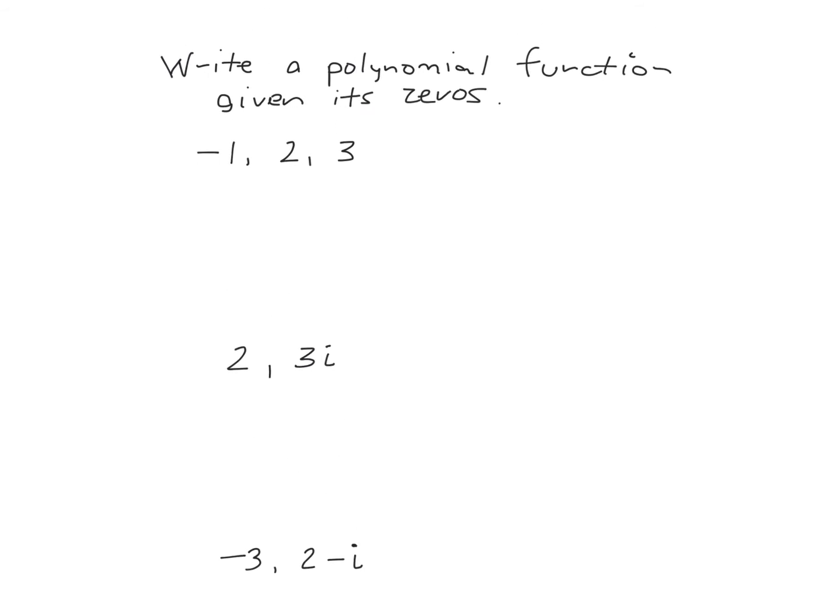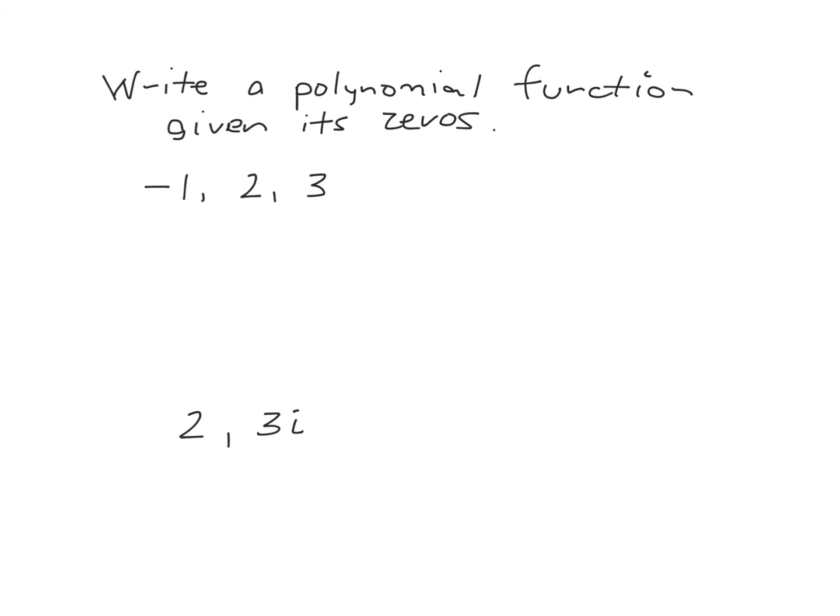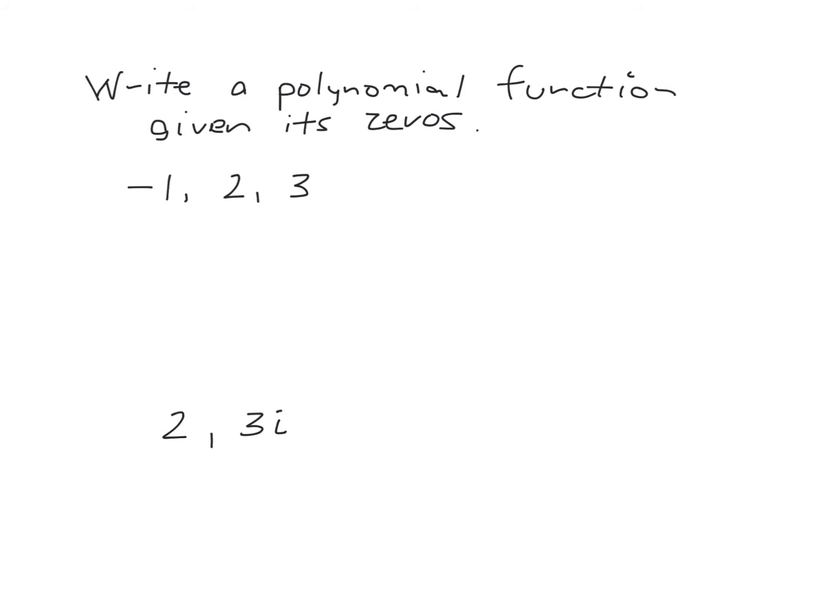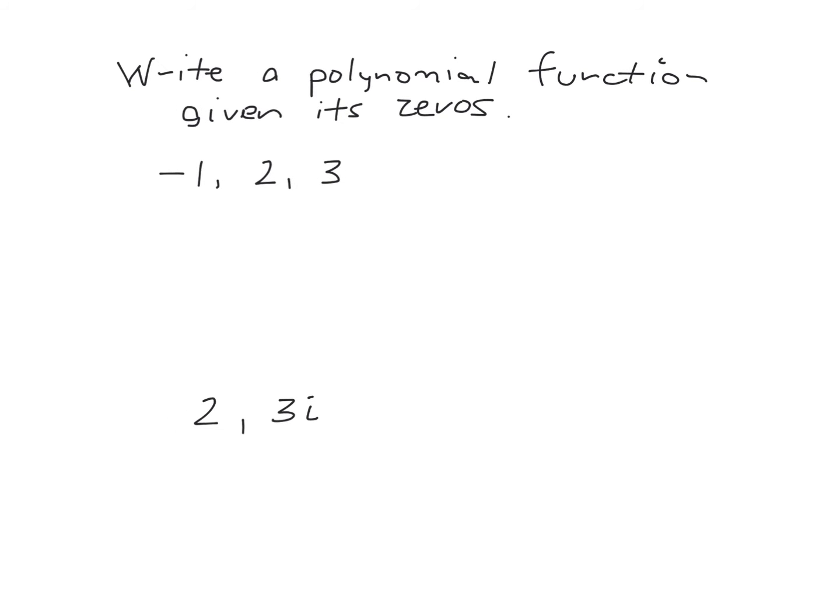All right, the last part of this practice is asking you to write a polynomial function that has the given zeros. So let's say the zeros are -1, 2, and 3. Now we've learned that if -1 is a zero, then x plus 1 would be a factor. And if 2 is a zero, then x minus 2 would be. And if 3 is a zero, x minus 3 would be. So I've got all the factors here. And then what I would do is just multiply those.